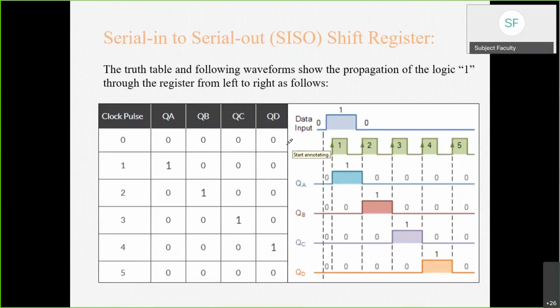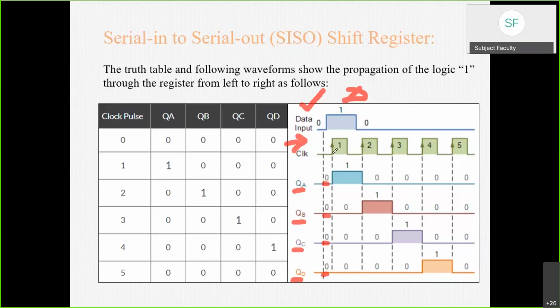Here we have used positive edge trigger. That means all the outputs will vary only at the positive edge of the clock. This is the data input, that means input to the first flip-flop. You can observe initially all outputs are 0 0 0 0. Observe here, all are 0 0 0 0.